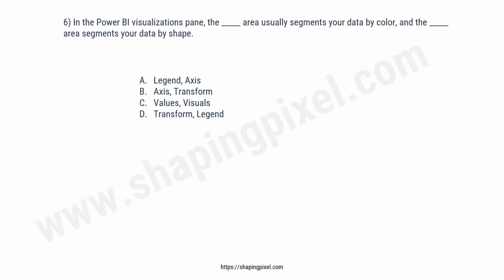Question number 6. In the Power BI visualization pane, the dash area usually segments your data by color and the dash area segments your data by shape. So we have four options. Option A, legend axis. Option B, axis transform. Option C, values visuals. And option D, transform legend. The right answer here is option A, legend axis.